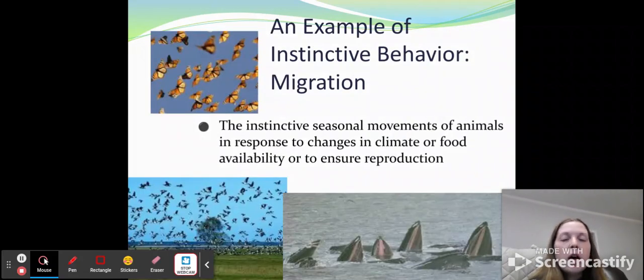So another instinctive behavior is migration, which we know about this one with birds. And this is a seasonal movement of animals in response to the changes in climate or food availability and to ensure reproduction. So whales will do this, birds, butterflies, all of them will move based on the seasonal climate.